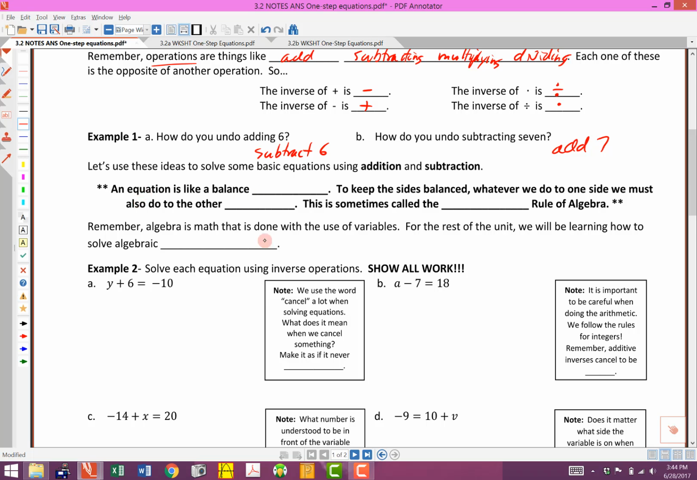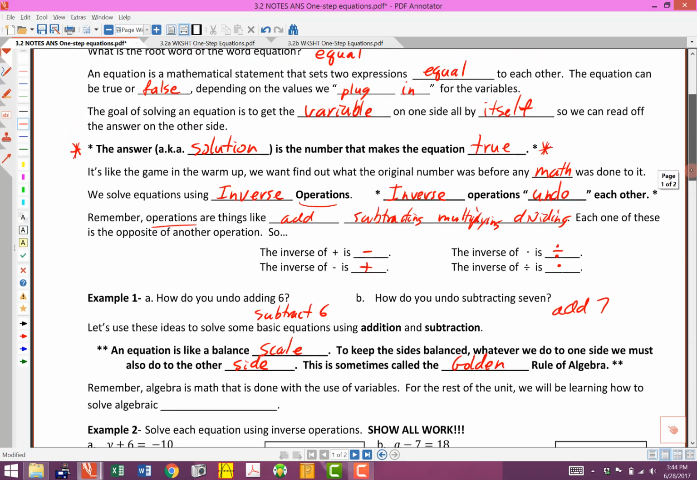So an equation is like a balance scale. It's like the two sides of the equation are equal to each other, and we want to keep them balanced. So what that means is whatever we do to one side, we must also do to the other side. Whatever we do to one side, we've got to do to the other side. And this is sometimes called the golden rule of algebra. Whatever you do to one side, you've also got to do to the other side.